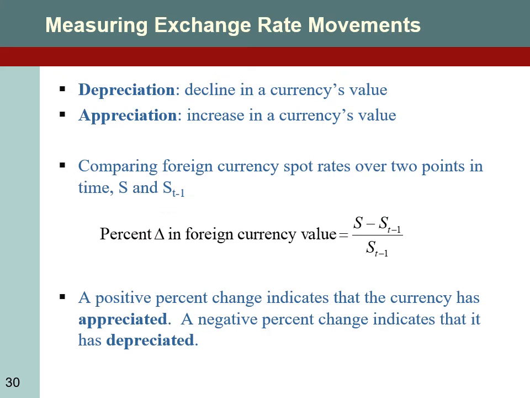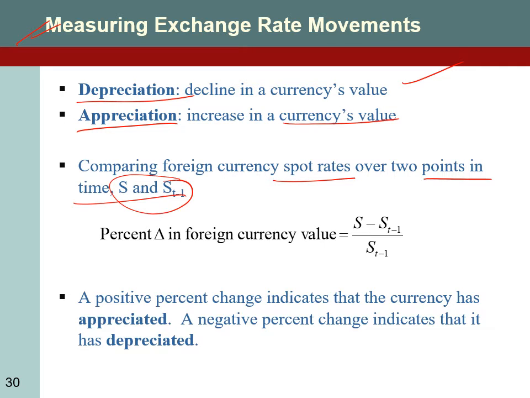So let's start from our learning objective 1, that is measuring exchange rate movement. We have a slight idea what is depreciation and what is appreciation, and now we quantify that idea. So the depreciation is the decline in a currency value. Appreciation is an increase in the currency value. So comparing foreign currency spot rates over 2 points. Remember, this is spot rate. For example, today is the value of 104, and tomorrow is the value of 105. So how much is the percentage change, right? This is called appreciation and depreciation.